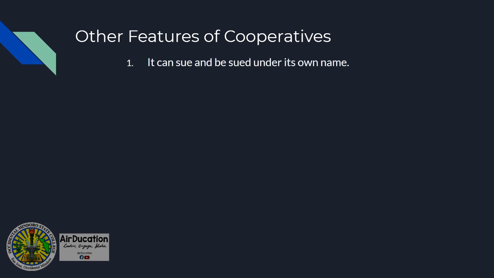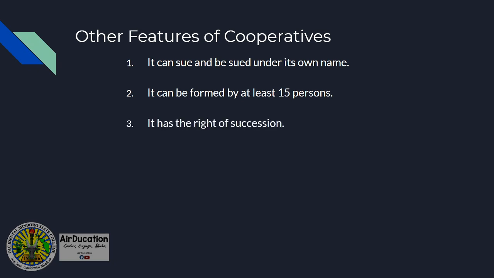So since it is owned by the members of the cooperatives, it can sue and be sued under its own name, not the members of the cooperatives, but under the name of the business. It can be formed by at least 15 persons. So if you have friends or an association created under any circumstances, you can create a cooperative.